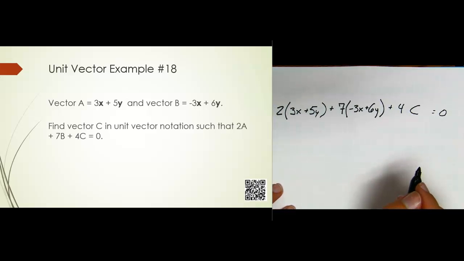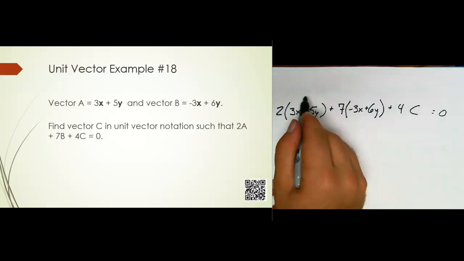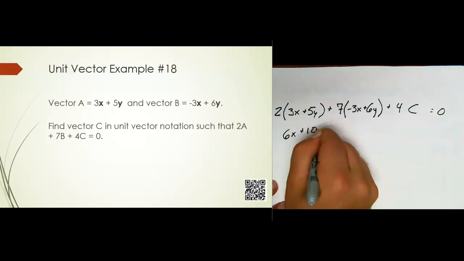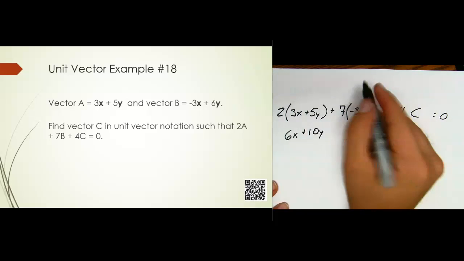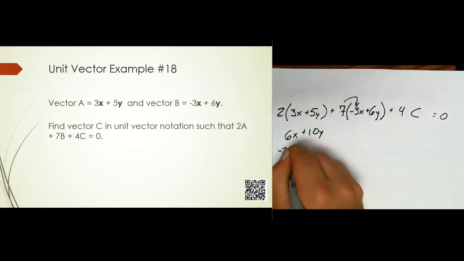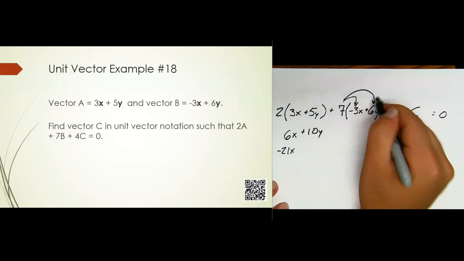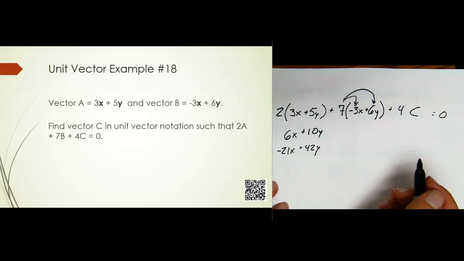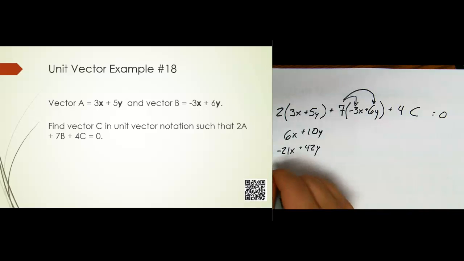So what I'm actually going to do is line them up vertically. So I got 2A, so I'm going to have 6x plus 10y. Then over here I have negative 21x plus 42y. Well, first I want to solve what C is going to be. I want to find out what my x is going to be and what my y is going to be so that both equal 0.